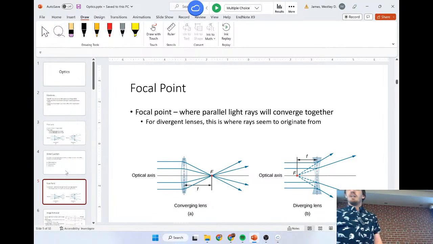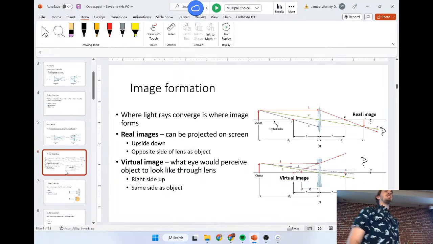Which I think is interesting. All right, so image formation. Image formation sounds really fancy.